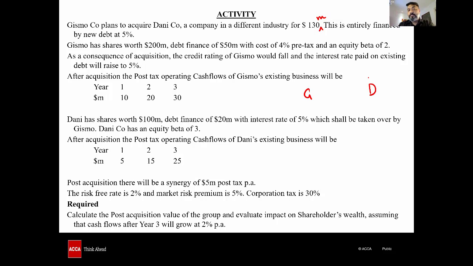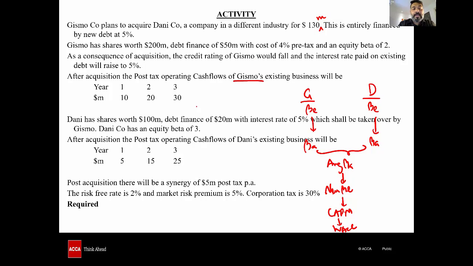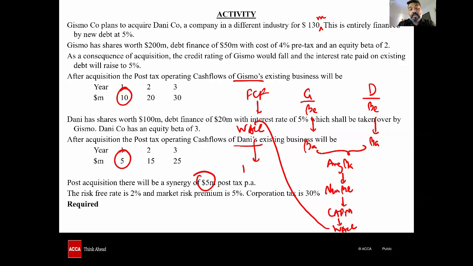Gizmo is acquiring Danny. The beta equity of both of these companies are given. We will have to arrive at beta asset of both of these, get average beta asset, go find out the new beta equity. After the new beta equity, substitute that in CAPM, get the WACC. These cash flows of Gizmo and Danny plus synergy, get those total free cash flows, discounted with this WACC to get value of firm. From that, less debt to get the value of equity. This is the step that we are going to do as we proceed ahead.